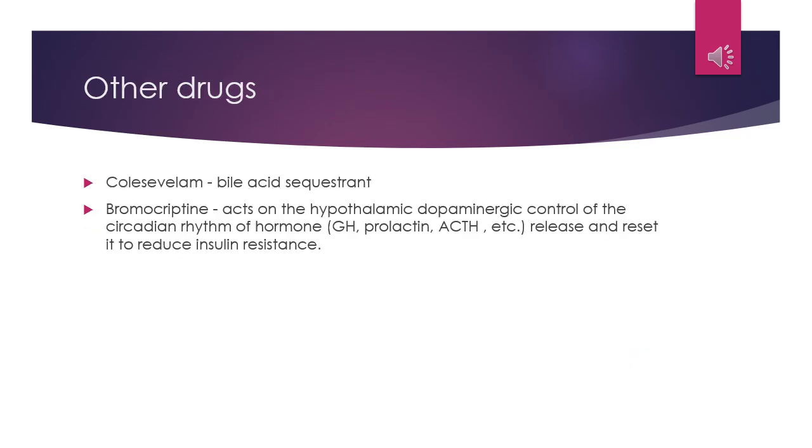Among other medications that can be administered in type 2 diabetes mellitus patients, colesevelam and bromocriptine are there. Colesevelam is a bile acid sequestrant. It reduces blood cholesterol level, but the mechanism by which blood sugar is also reduced is not known. Bromocriptine acts as an agonist at the D2 receptor. It resets the circadian rhythm of hormone release and thereby reduces insulin resistance.